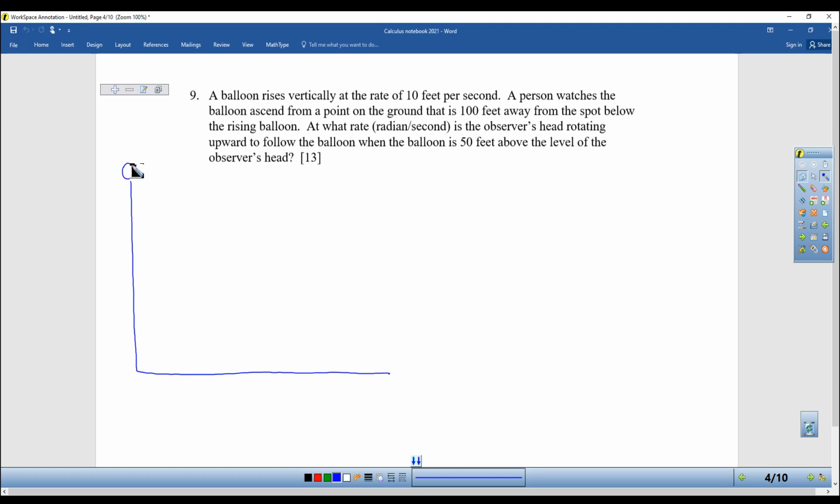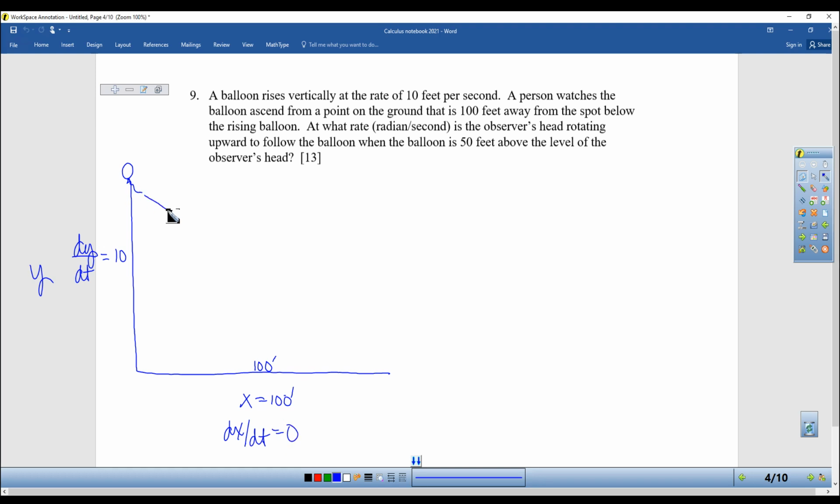So again, the balloon rises vertically. This time, our balloon is rising vertically at a rate of 10 feet per second. So dy/dt is equal to 10, where this is y and this is x. A person watches the balloon ascend from a point on the ground that is 100 feet away. This 100 never changes. X is always 100. And so dx/dt is going to be equal to 0.